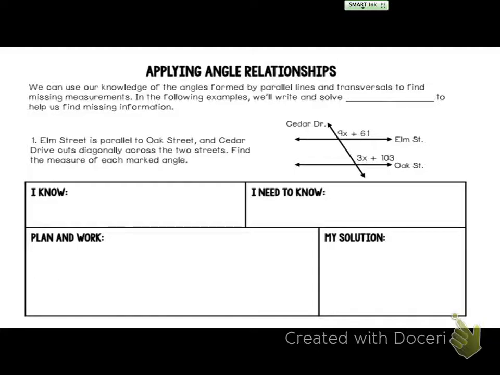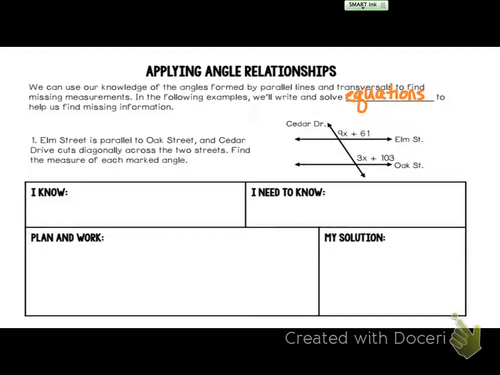So, applying angle relationships. We can use our knowledge of angles formed by parallel lines and transversals to find missing measurements in the following examples. So basically, we're going to write and solve equations to help us find the missing information.